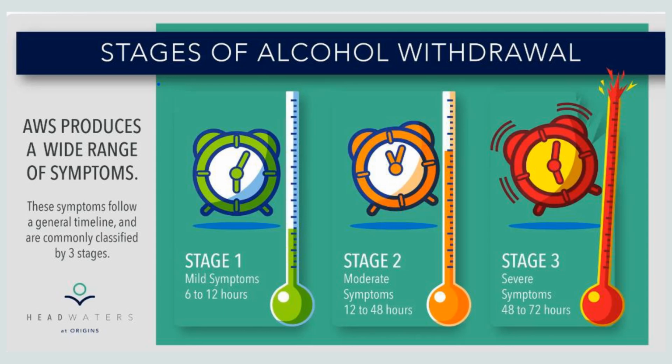Alcohol withdrawal produces a wide range of symptoms. These symptoms follow a general timeline and are commonly classified by 3 stages. Stage 1, mild symptoms. Stage 2, moderate symptoms. Stage 3, severe symptoms.